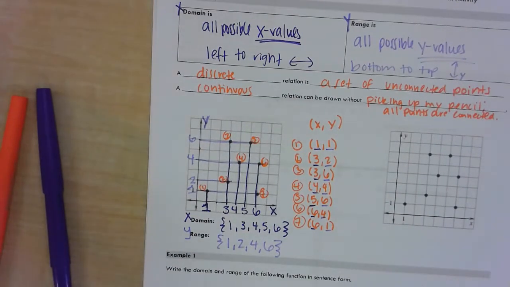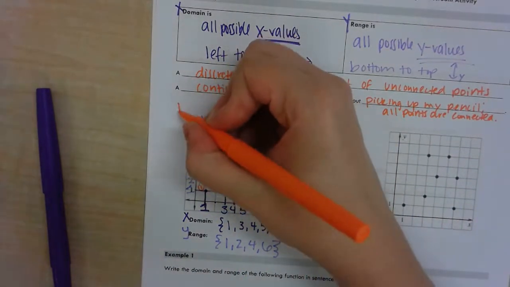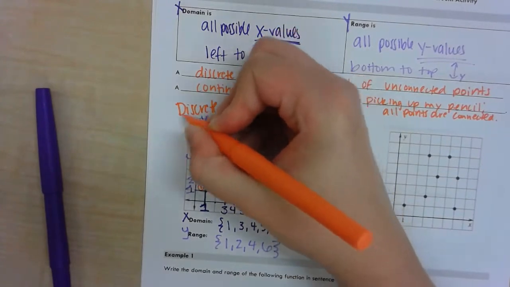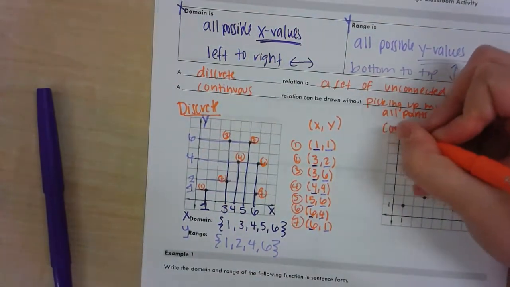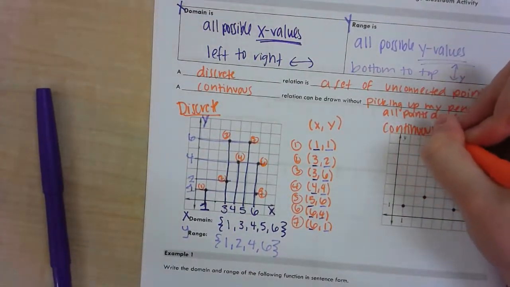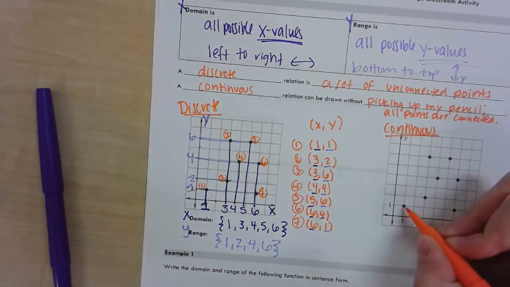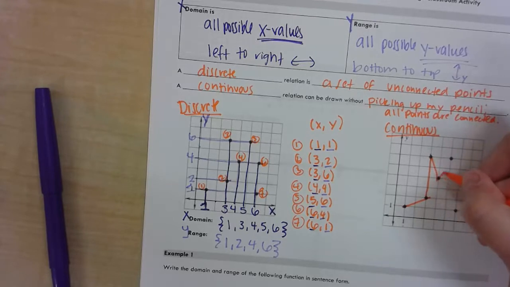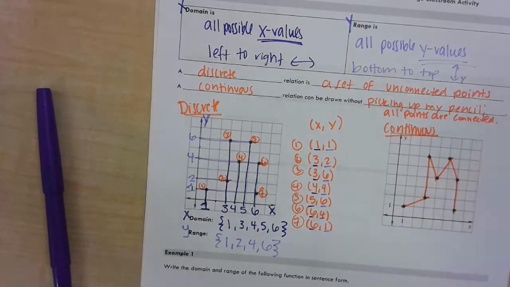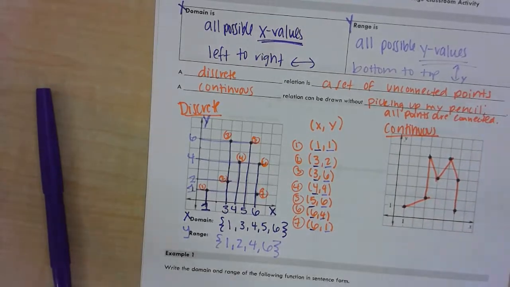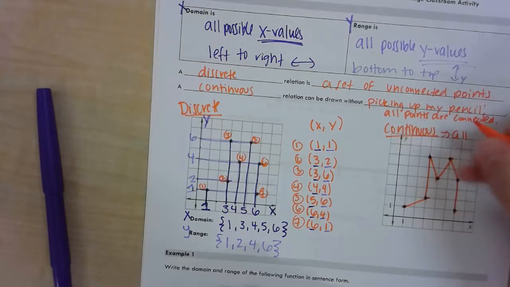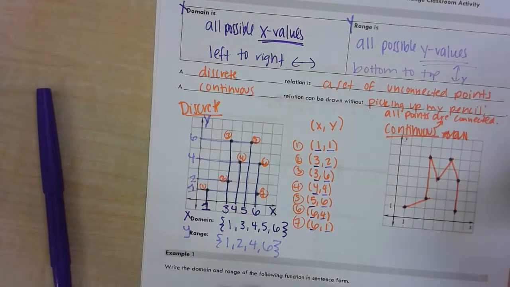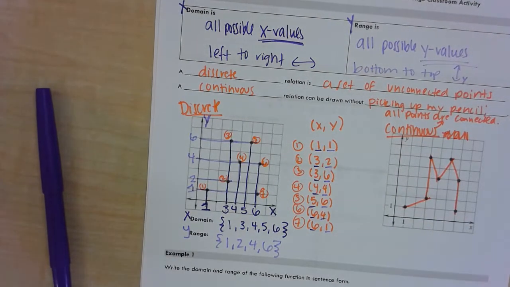Okay, this was for a discrete relation. What could I do to these points to make them continuous, though? We talked about this yesterday. I can connect them all by not picking up my pencil, and this would give me a continuous relation because all points are connected. Actually, I'm just going to draw an arrow. All points are connected.